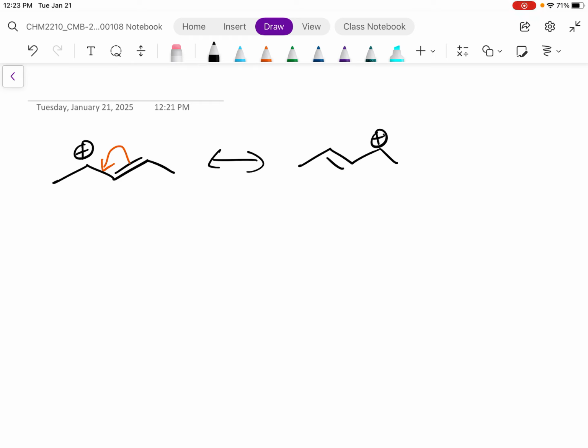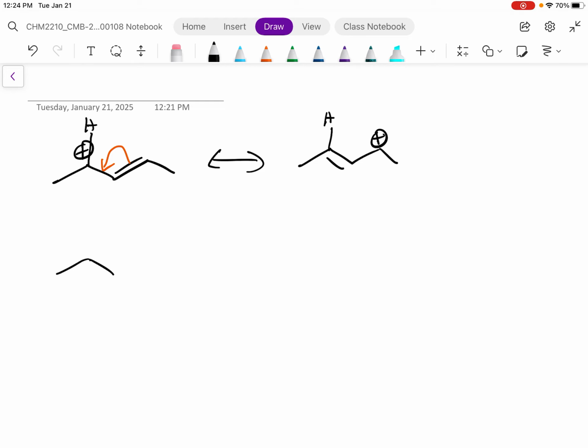So how many hydrogens are on this carbocation? Two. Only one. How many hydrogens are on this carbon? Only one. Do atoms move in resonance structures? No, they don't. So by golly, class, if you're moving hydrogens or any atoms, then you know you've done it wrong. 100% wrong. You only move electrons.